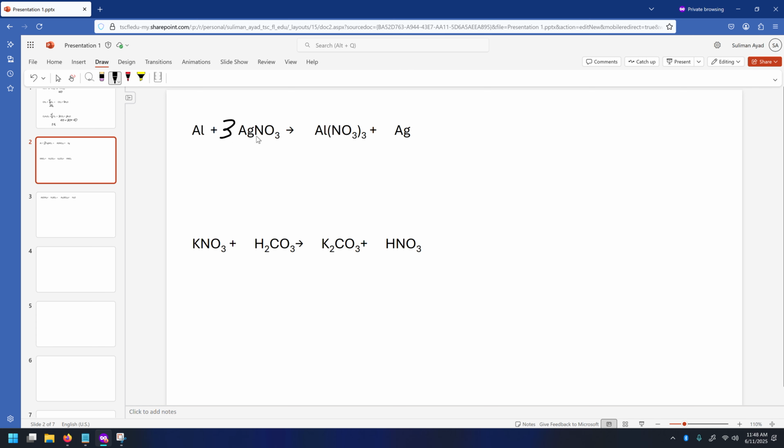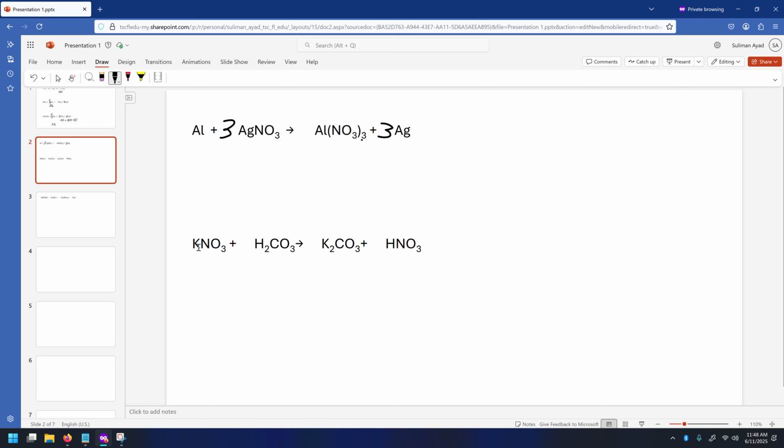Now I need to balance the silvers, so I swap that ball back over to this side, and I need a 3 in front of that silver. Just to confirm, I'm going to go back through and check my work. Aluminum and aluminum, I have one of each of those. I have 3 silvers and 3 NO3s and 3 NO3s. In this case, the 3 coefficient with that nitrate means the same thing as the 3 subscript with that nitrate. And so there's our balanced equation.